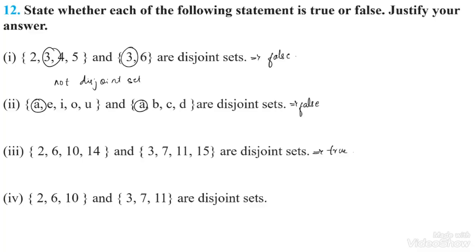Question number 4. 2, 6, 10 and 3, 7, 11 are disjoint sets. Yes, this is a true statement because there is no common element between the two sets. Up to this much, I have covered all the questions in exercise 1.2, 1.4.